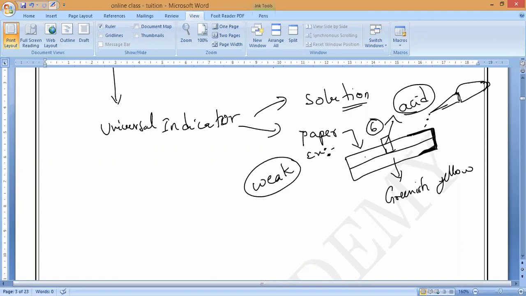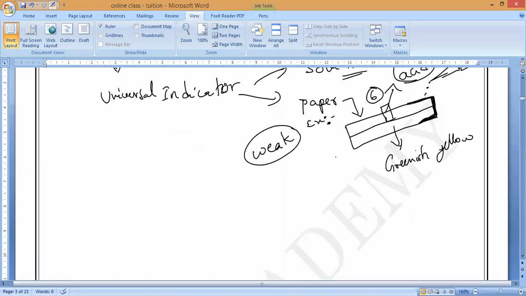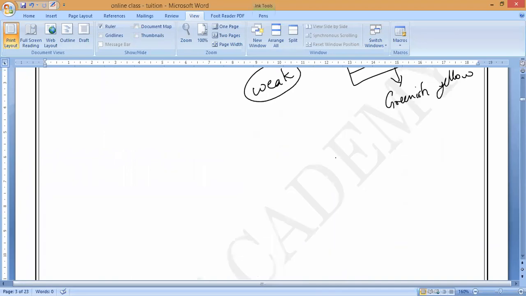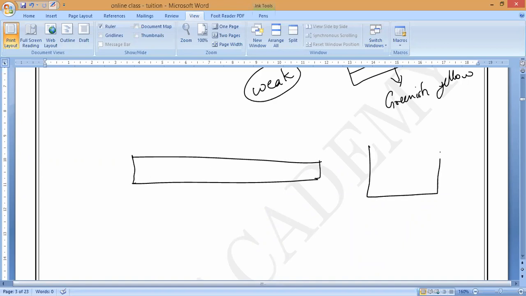Understand all of you? So is universal indicator also available in solution, sir? Yes. Suppose this is my universal indicator paper strip. Or else I have a given solution here. Now, two methods you can use. Either you can add a few drops of universal indicator to this given substance, so it will turn into some kind of color. Yes, sir. So it will turn into some color.